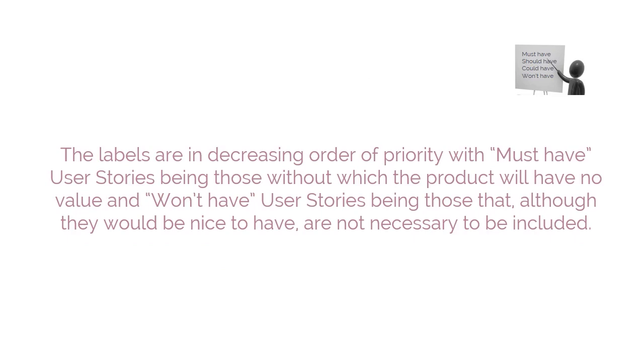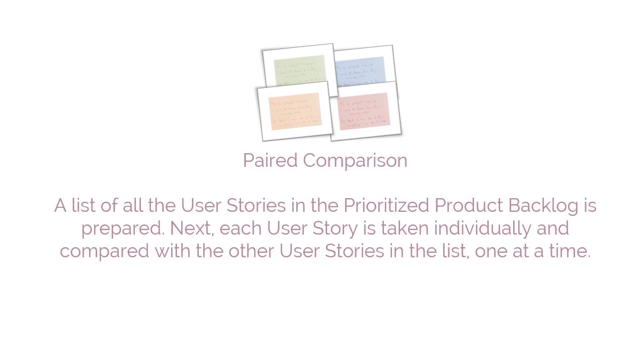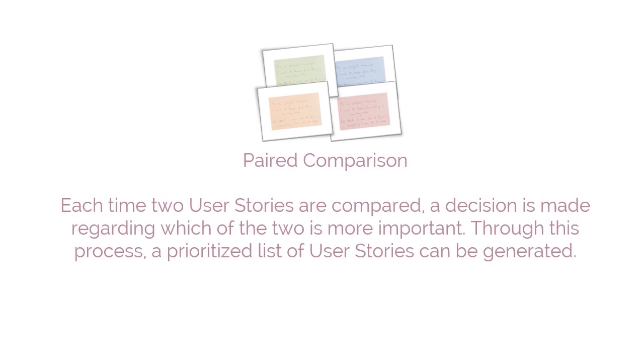Paired comparison. In this technique, a list of all the user stories in the prioritized product backlog is prepared. Next, each user story is taken individually and compared with the other user stories in the list, one at a time. Each time two user stories are compared, a decision is made regarding which of the two is more important. Through this process, a prioritized list of user stories can be generated.